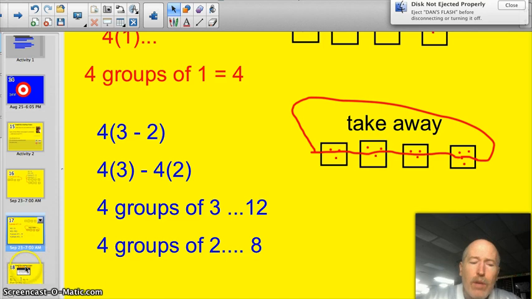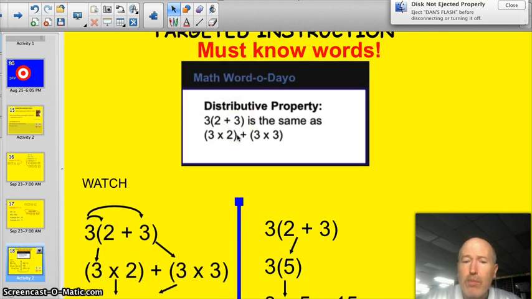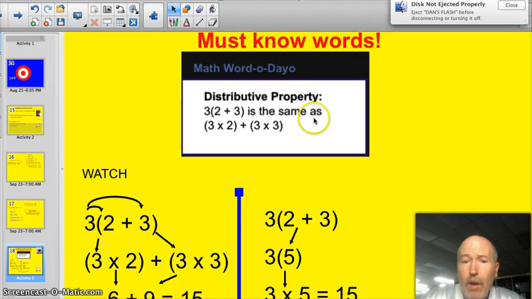All right, now I think we can get to the word of the day. That's what the distributive property does. It allows us to rewrite, means write things in a different way, and it's very helpful because I like working with both of them. All right, take a look at this. It just says that 3 times the quantity of 2 plus 3 is the same as 3 times 2 and 3 times 3, and adding those together.